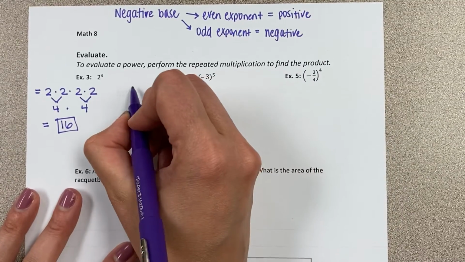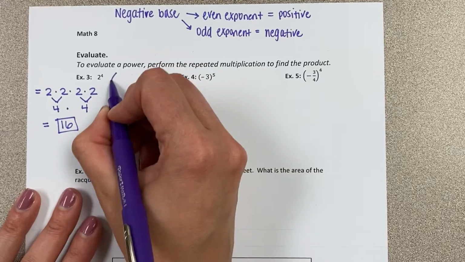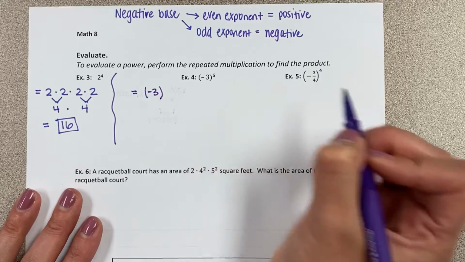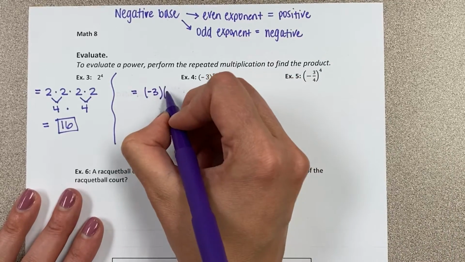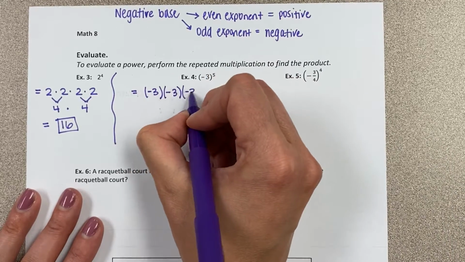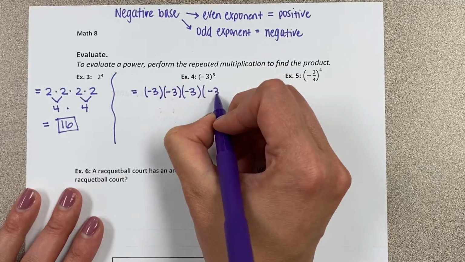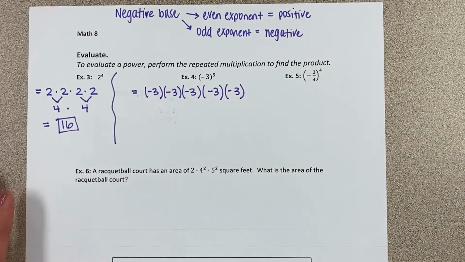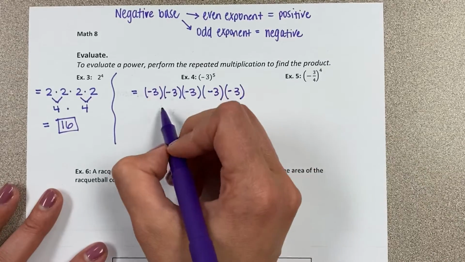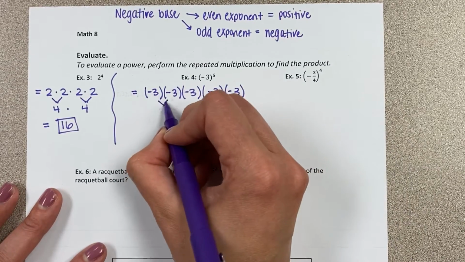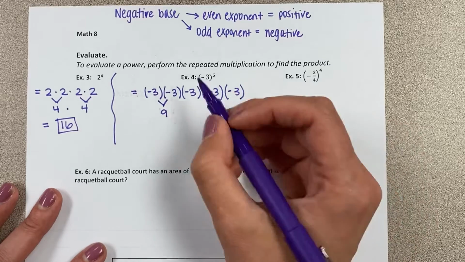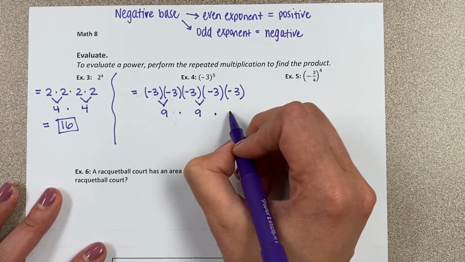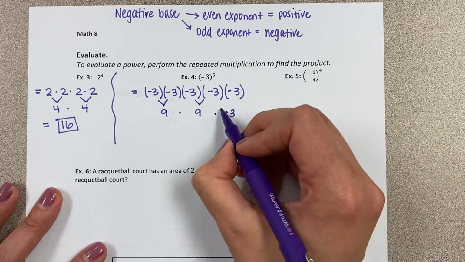So if I were to rewrite this, it would be negative 3 multiplied 5 times. So I'm actually going to write this out. 1, 2, 3, 4. Get one more in there. Okay, so if I simplify this, this is 9. This is 9. This is times a negative 3.